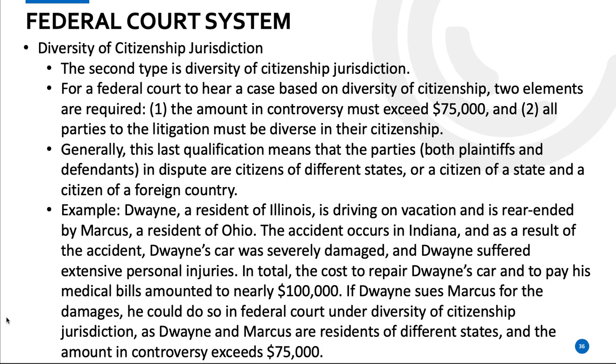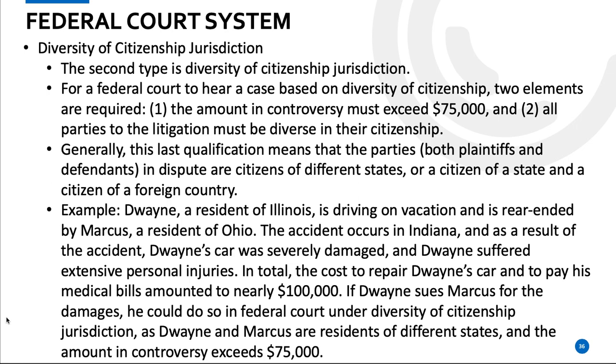Diversity of citizenship comes into play on the federal level. So, for a federal court to hear a case based on diversity of citizenship, two elements are required. So, this is where we have individuals that are not in the same jurisdiction. They don't live in the same jurisdiction. So let's say you have two individuals on the federal level that live in different states, and one individual wants to file a lawsuit in federal court. So this is where we look at diversity of citizenship to determine if that individual can file in district court.